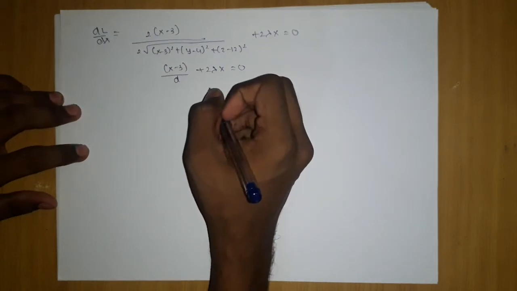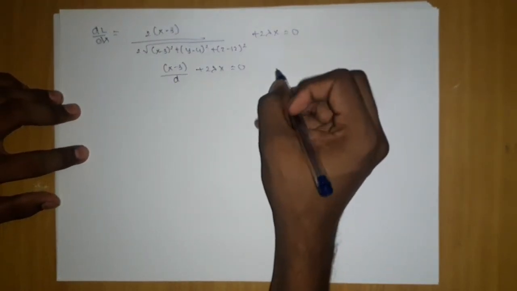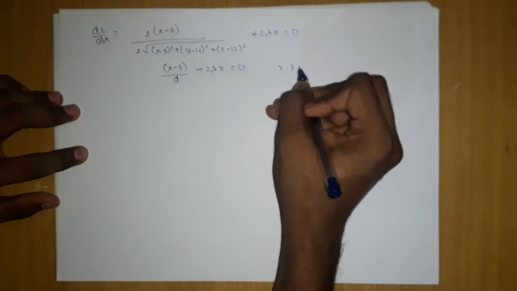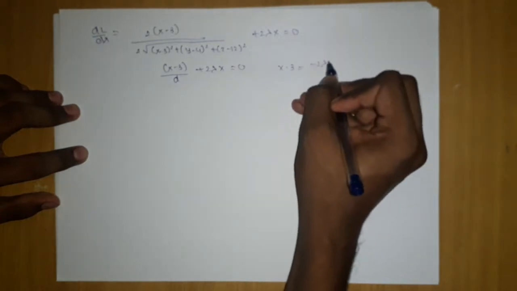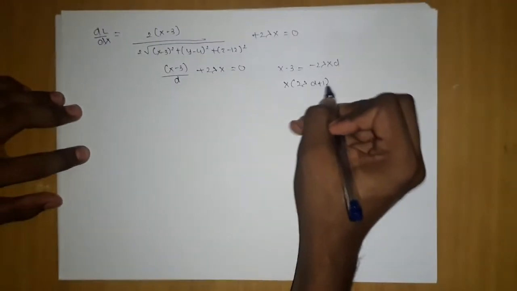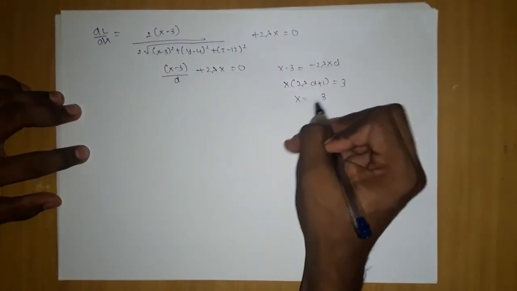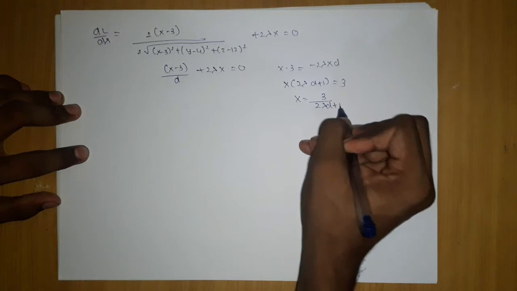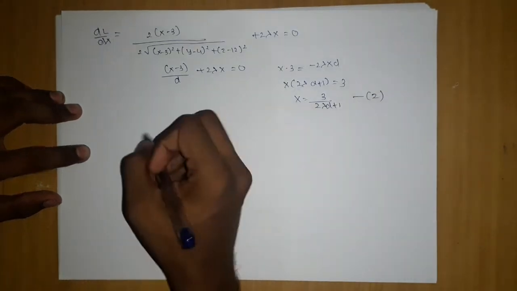Now here what we are going to see, that we can get x, if we solve x minus 3 is equals to minus 2 lambda xd. Therefore x into 2 lambda d plus 1 equals to 3. Therefore x equals to 3 upon 2 lambda d plus 1. We will call this one as 2, and we will call this one as 1.